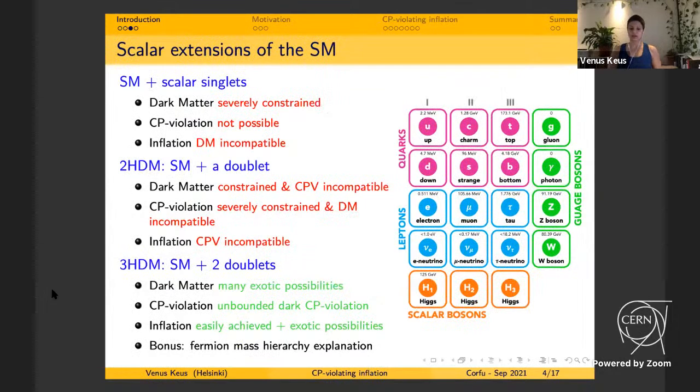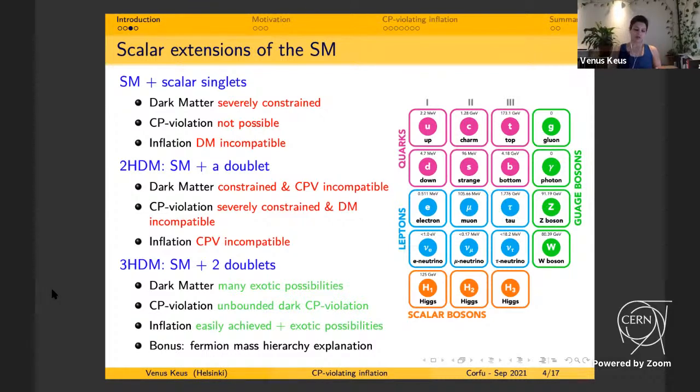So there are many scalar extensions of the standard model that aim to address these problems, such as the scalar singlet of the standard model. But such a simple extension runs into many problems, because, by construction, you can't induce CP violation in the scalar potential with a singlet extension.